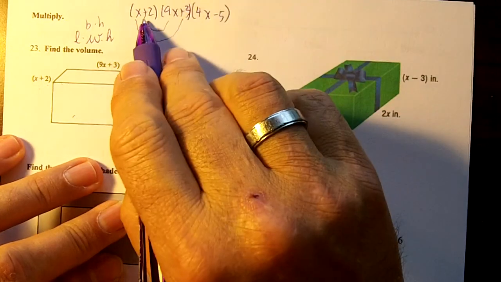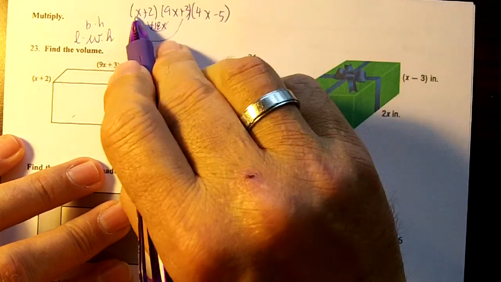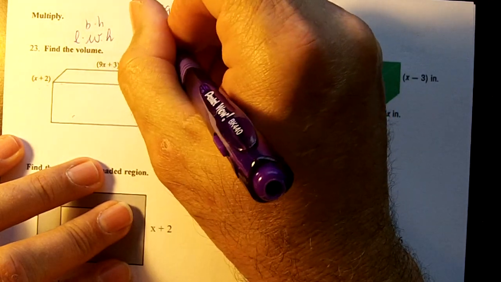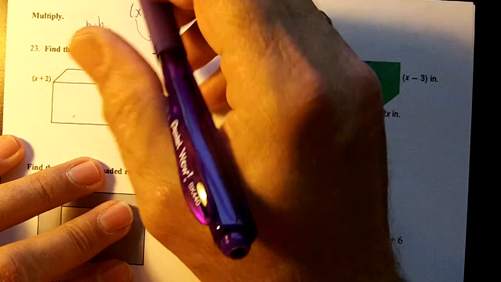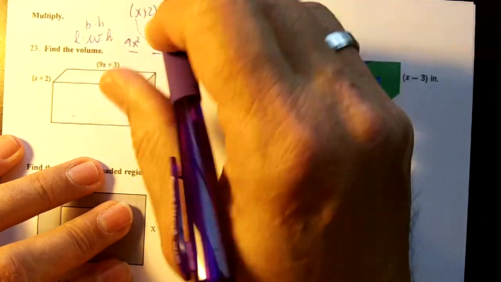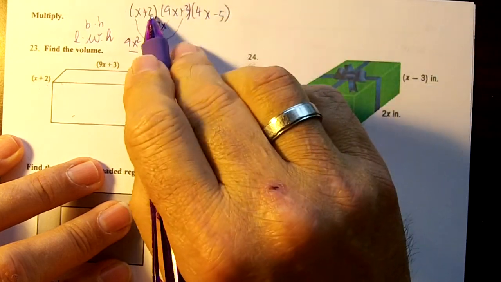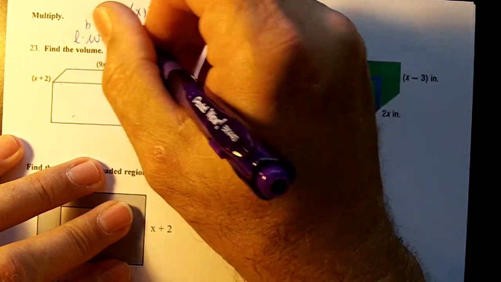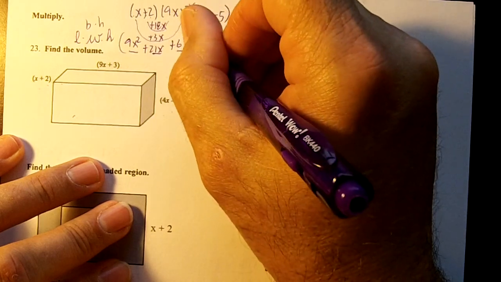You could use a box if you want to. 2 times 9 is plus 18x. X times 3 is plus 3x. Draw your 3 blanks. So x times 9x is 9x squared. 18 plus 3 is plus 21x. And 2 times 3 is plus 6. Now then I got to take all of this and multiply it by 4x minus 5, don't I?